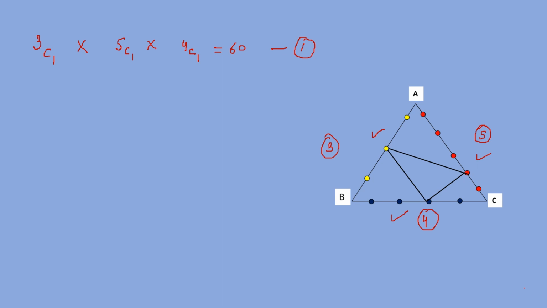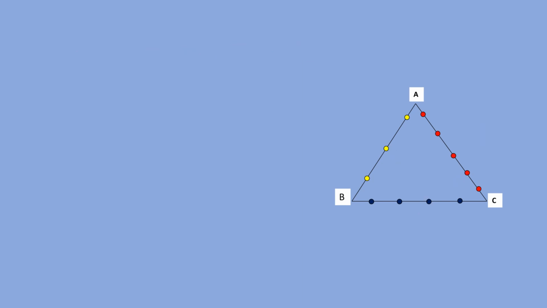Now we will discuss other ways to construct more triangles. To construct more triangles, first fix a side. Let's fix the side AB, and choose exactly one point on the side AB. What are the choices to choose one point from AB? That is 3C1. Now you can choose 2 points on AC.